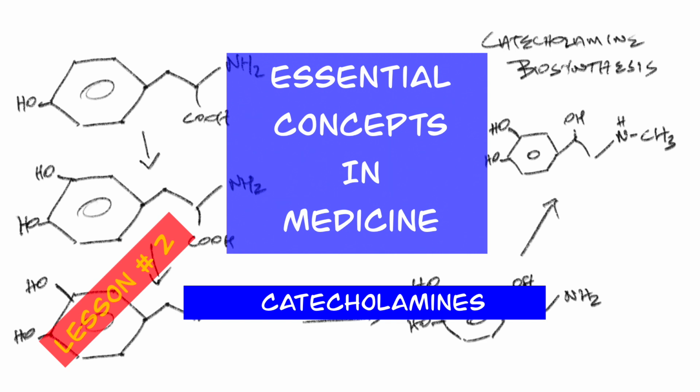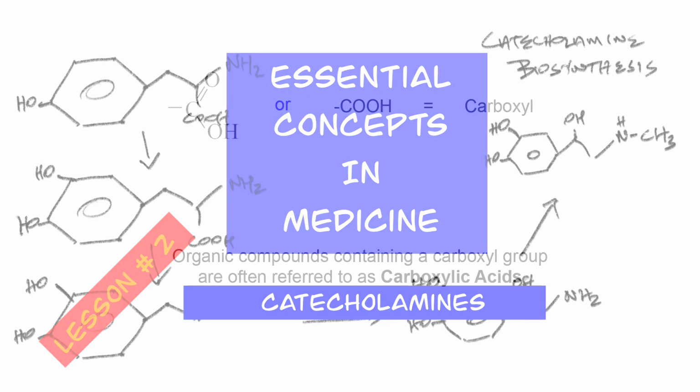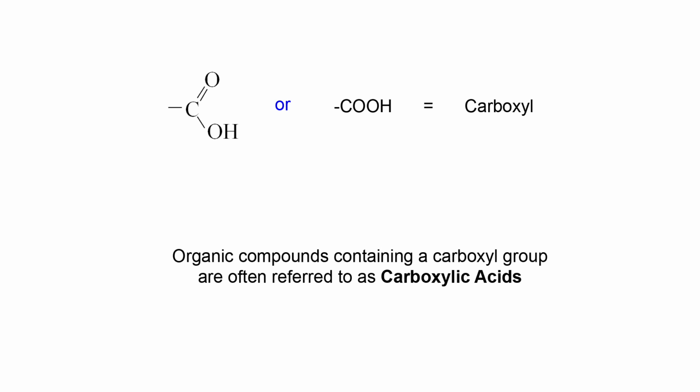In this video, we will talk about a few more chemical compounds and introduce one more chemical functional group, the carboxyl group. The carboxyl group consists of a carbon atom bonded to a hydroxy group and double bonded to an oxygen atom. The carboxyl group is often written as COOH. Drugs that contain a carboxyl group are often referred to as carboxylic acids.